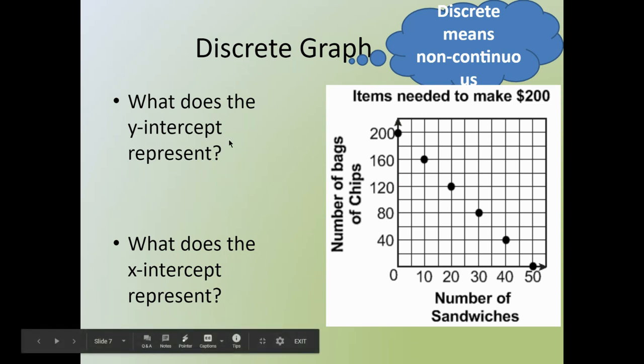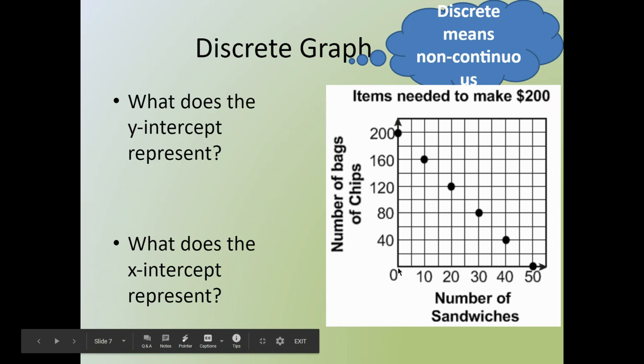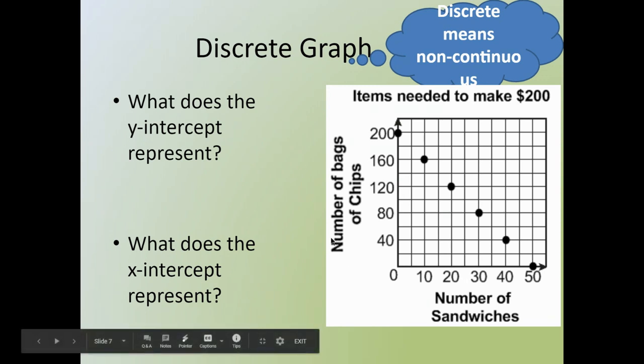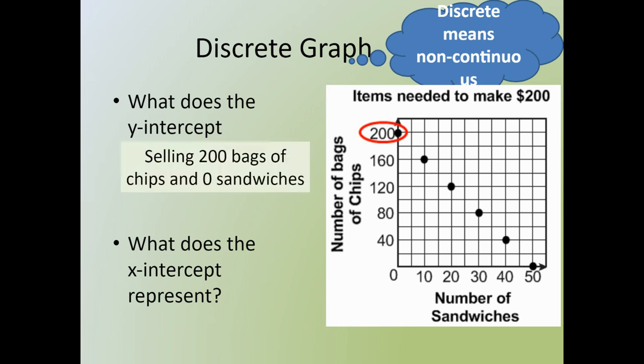So remember, the y-intercept is where the graph touches the y-axis and the x-intercept is where the graph intersects with the x-axis. Okay, so what's our y-intercept? For this graph, it's going to be 200. So what does the y-intercept 200 represent? Selling 200 bags of chips and 0 sandwiches.